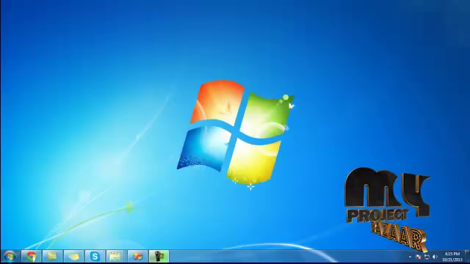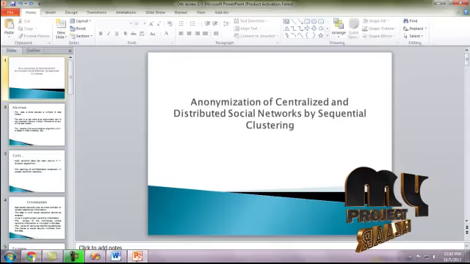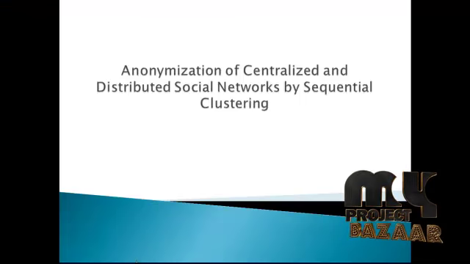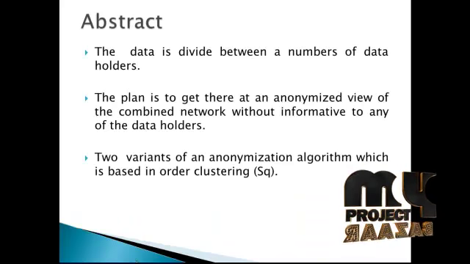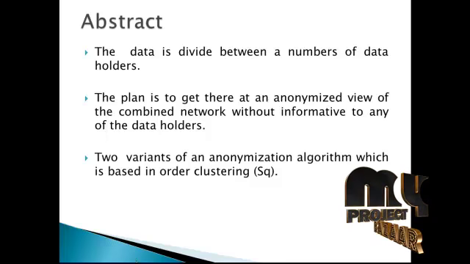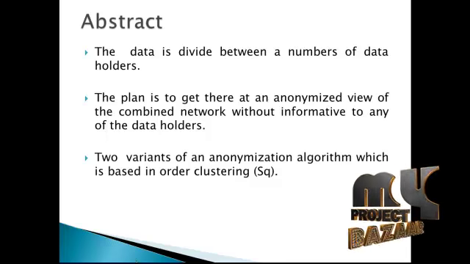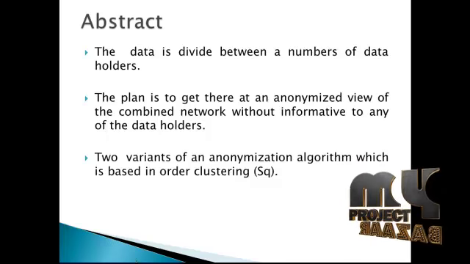Now I am going to explain the project, Anonymization of Centralized and Distributed Social Network by Sequential Clustering. Abstract: the data is divided between a number of data holders. In the existing system, data is stored in a single table. The proposed system stores the data in multiple tables.